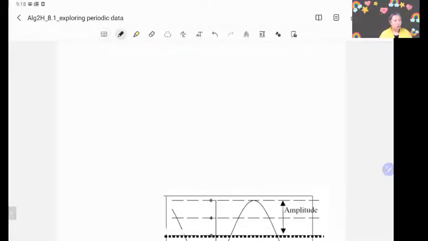Okay, so let's see what kind of situations we can consider as periodic data. So 8.1, exploring periodic data. Let's start with some explanation and definition.